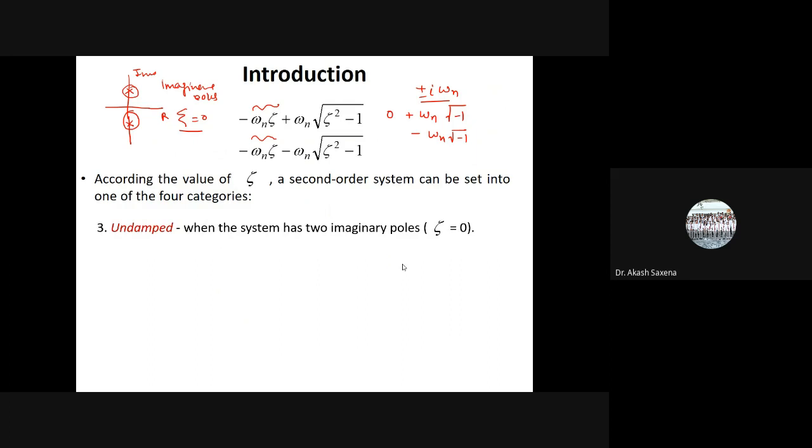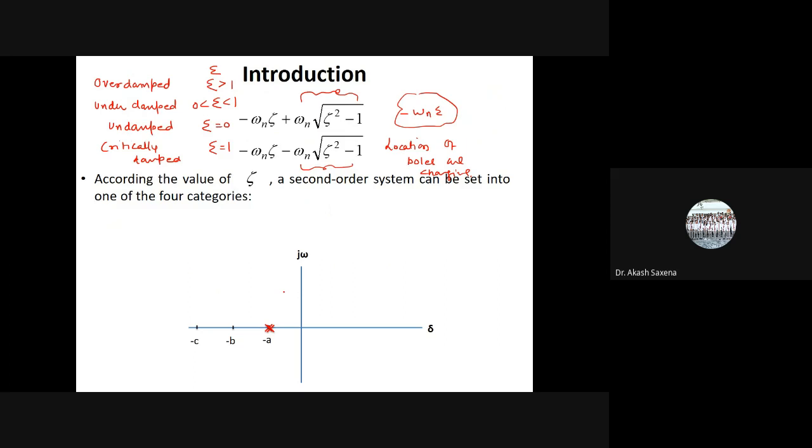So according to the value of zeta, a second order system can be set into four categories. When zeta is equal to 0, what is happening? It is having an undamped situation where the system is having only imaginary poles. That means the poles are lying on the imaginary axis. There is no real part in this. So according to the value of zeta, a second order system can again be set into four types of pole. Now, when the system is critically damped, two real and equal poles.